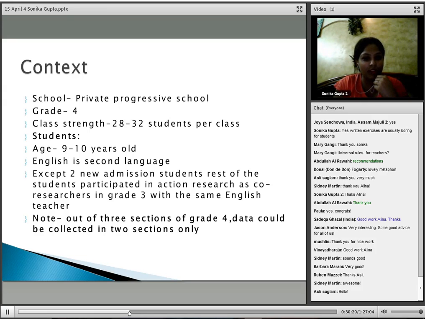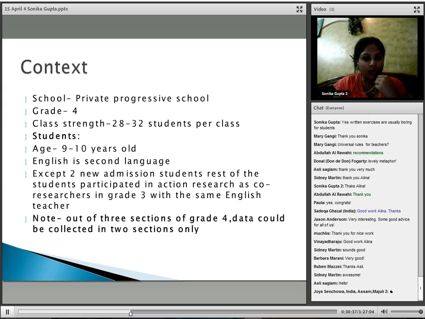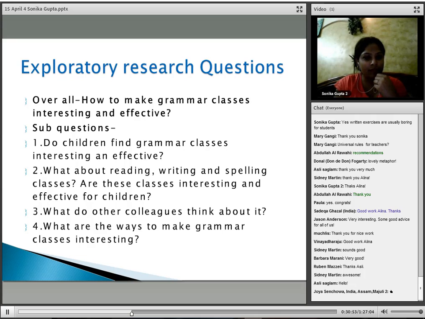And I'm very glad to share that except two new admission students, the rest of my learners already participated in an action research as co-researchers when they were in grade 3 with me as their English teacher. Here I teach three sections of grade 4, but this time I could include only two sections because of time constraints. So the data I'm going to share is based on only two sections. Next slide, please.